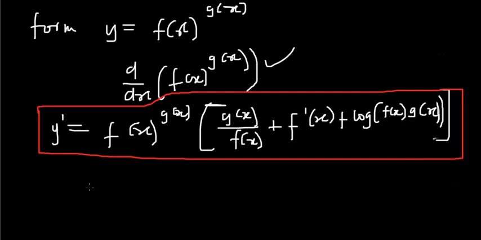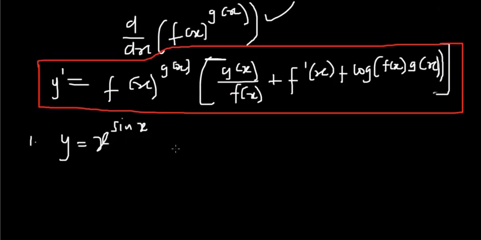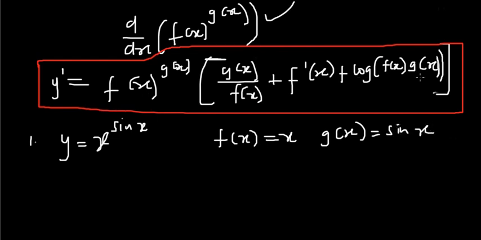So let's take an example so that you get to understand or appreciate the concept. Our question is x exponent sine of x. From here we can notice that f of x is x, and g of x is sine of x. So let's try putting it in this formula. Don't look at the formula as too lengthy, but try to understand it. It's very simple. So let's see how we do that.